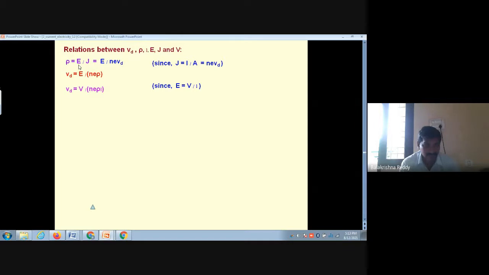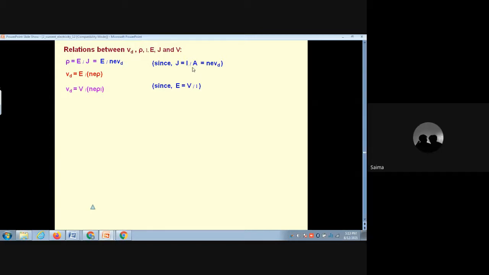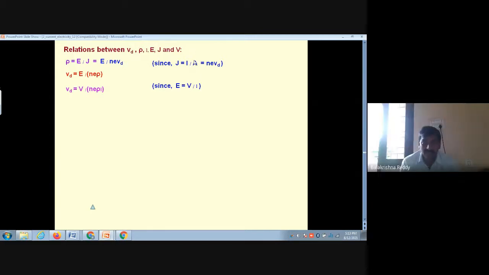I'll come back to how we get it. We know current density J equal to I by A. Here, since I equal to n e A v_d, in place of I if I write n e A v_d, A gets cancelled and I have n e v_d. Therefore, in place of J, I have written n e v_d, and E as it is. E stands for the electric field here.